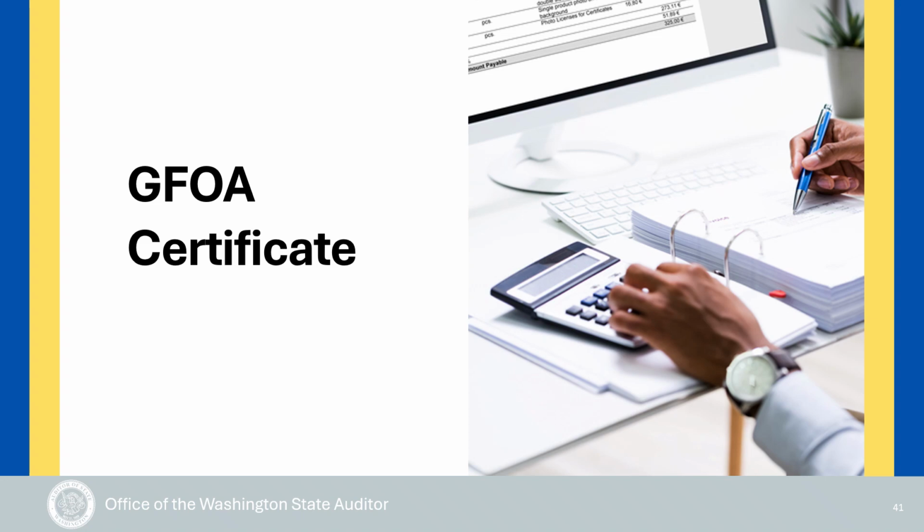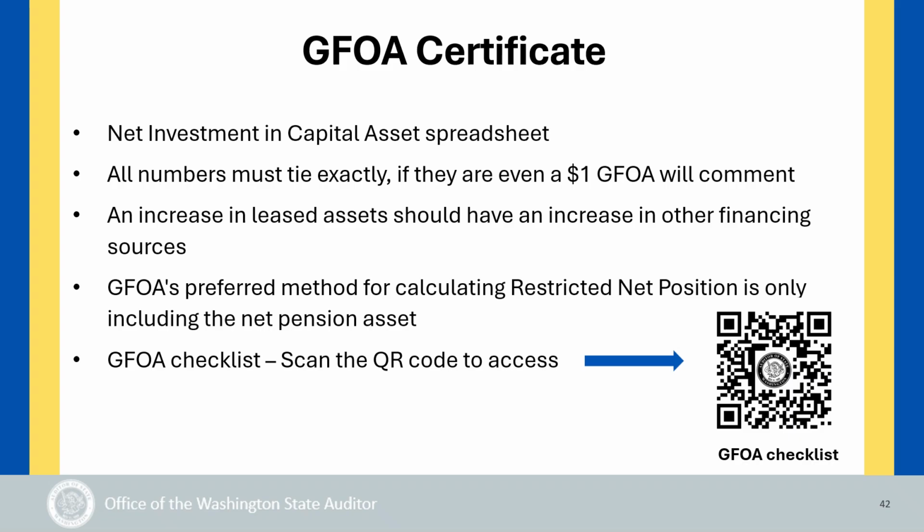For those of you that prepare an annual comprehensive financial report, we have some GFOA reminders that are required for the Certificate of Excellence. Some reminders are that GFOA requires a separate spreadsheet for the net investment and capital asset calculation. All numbers must tie exactly. If any number is $1 off somewhere in the financial statement package, GFOA will comment. An increase in leased assets should have an increase in other financing sources.